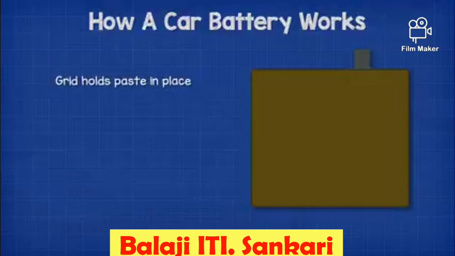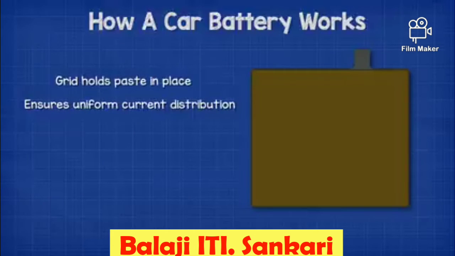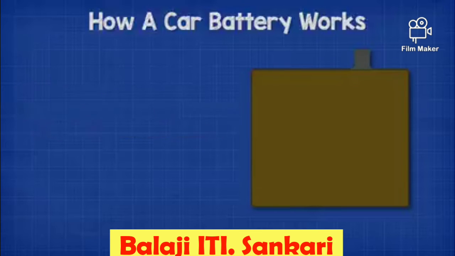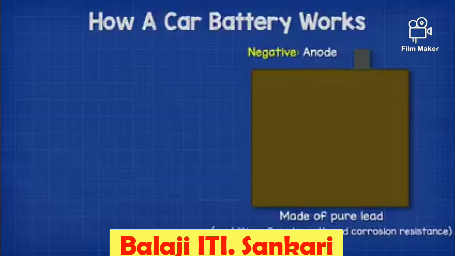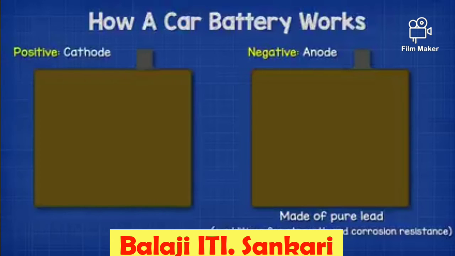The grid holds the paste in place to ensure a uniform current distribution across the plate and helps to transport the electrons out of the battery and around the car's electrical circuit. The negative plate is the anode, and this is a plate of pure lead, although some small amounts of additives are added to harden the lead and protect it from corrosion.